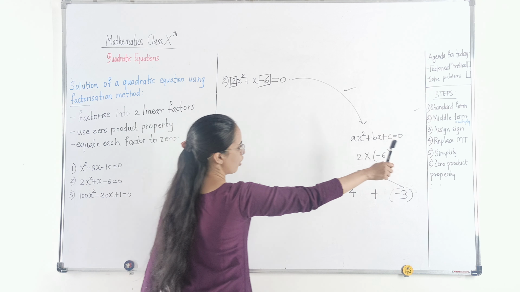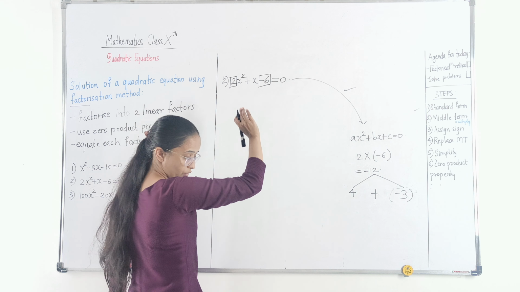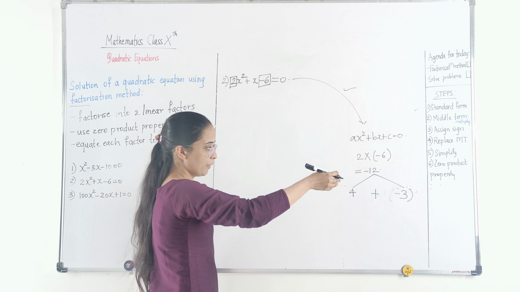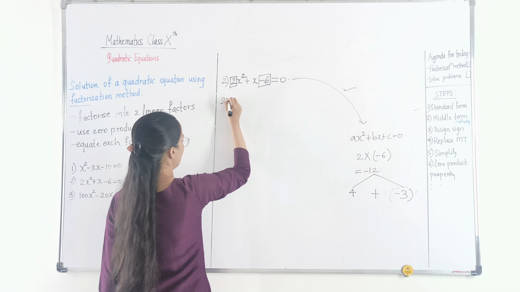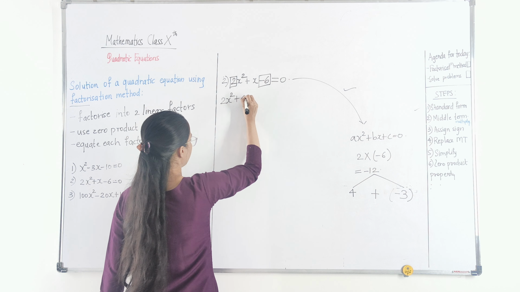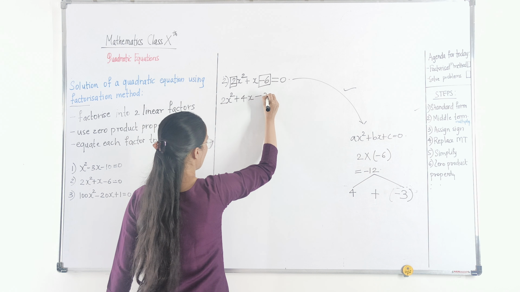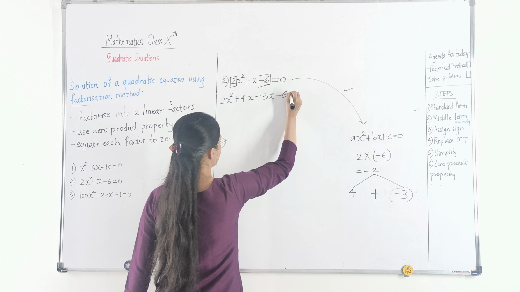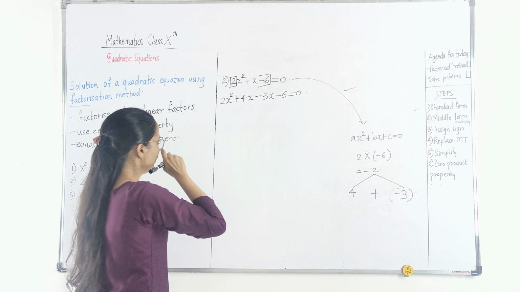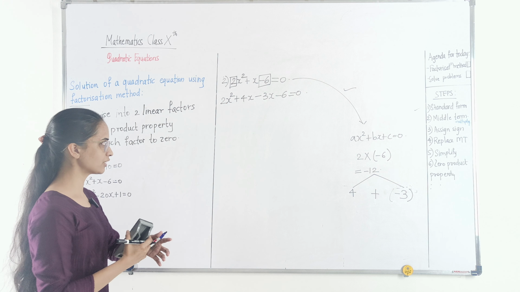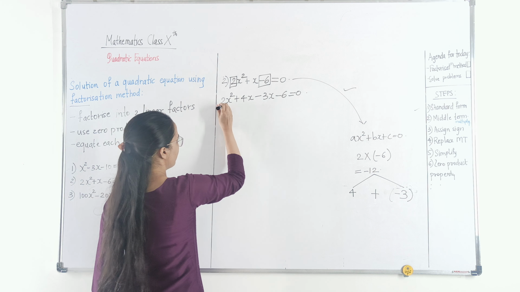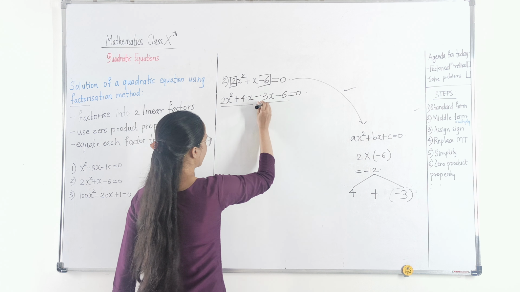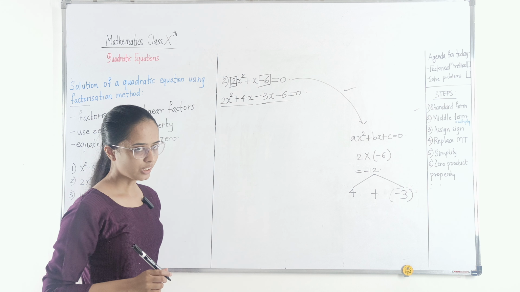So now, we did complete our step number 3 by assigning the signs. Now step number 4 is replacing the middle term. So we are going to get 2x square plus 4x minus 3x minus 6 is equal to 0. Now that we have replaced the middle term, let us try to simplify. For simplification, we will divide this into two groups and then we would try to take the common terms.